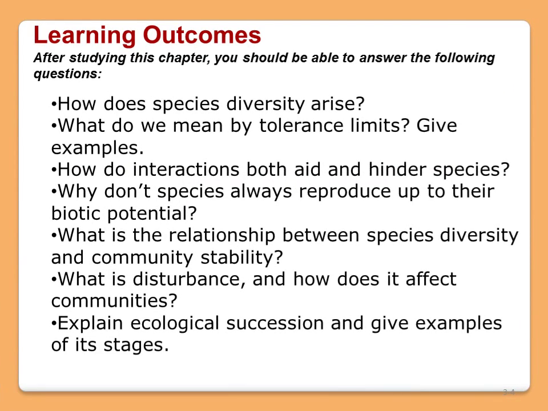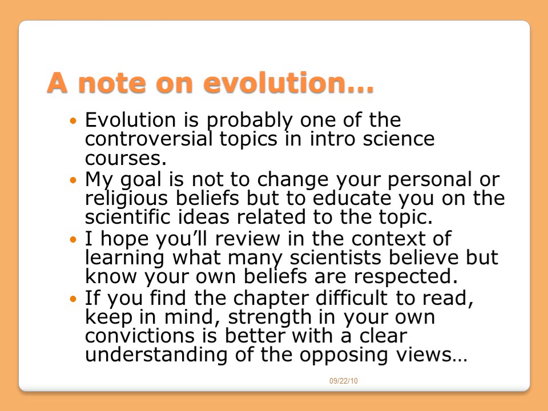As you go through this chapter, hopefully by the end, you'll learn how species diversity arises, what we mean by tolerance limits and give examples, how interactions aid and hinder species, why species don't always reproduce up to their full potential, what the relationship is between species diversity and community stability, what disturbance is and how it affects communities, and explain what ecological succession is and give some examples.